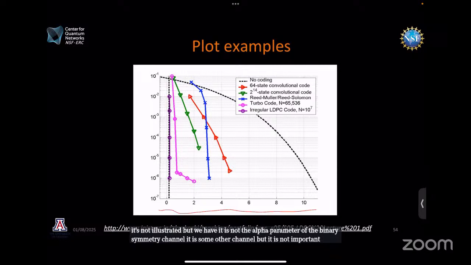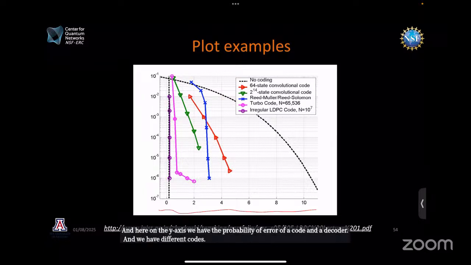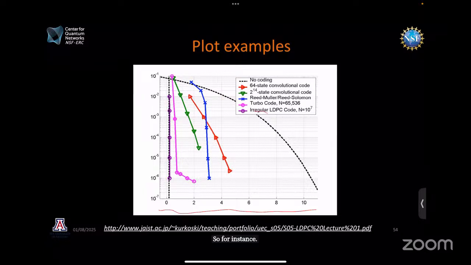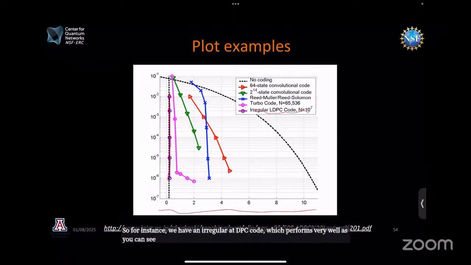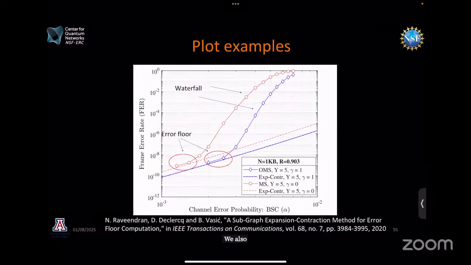And here on the y-axis, we have the probability of error of a code and a decoder, and we have different codes. So for instance, we have an irregular LDPC code, which performs very well. As you can see, it drops almost vertically. We have a turbo code and so on.